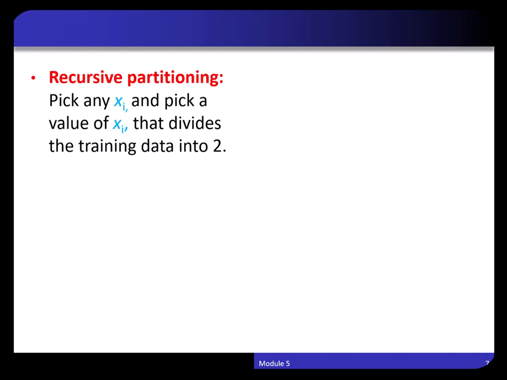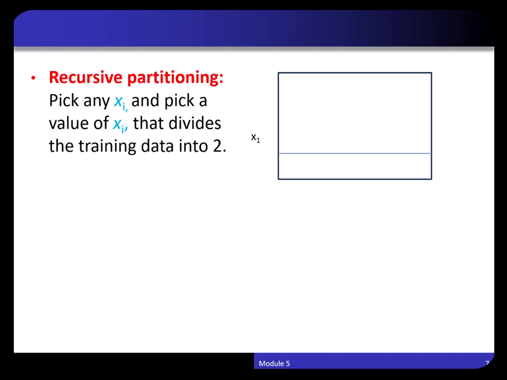The key methodology behind decision trees is called recursive partitioning, which works basically as follows. First, we pick one of the predictor variables, let's say x1, and then pick a specific value of that predictor variable that divides the training data set into two portions. So this will split our data set into two groups: one where the values of x are higher than that boundary value, and one where the values of x are less than or equal to the boundary value.